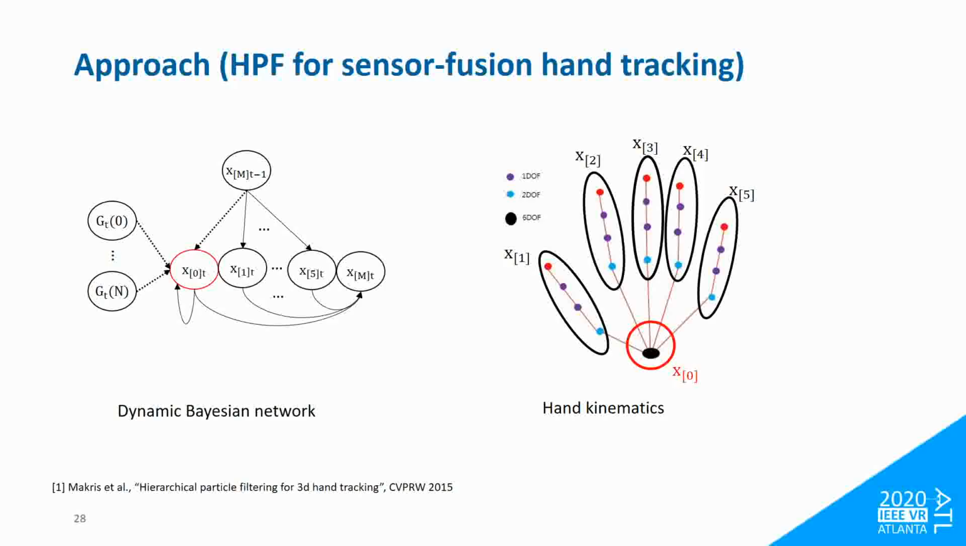And X0T represents translation and rotation for the palm. And the states from X1 to X5 represent the space of each finger. And the state XMT is the final state for the full hand pose parameters at time step t.